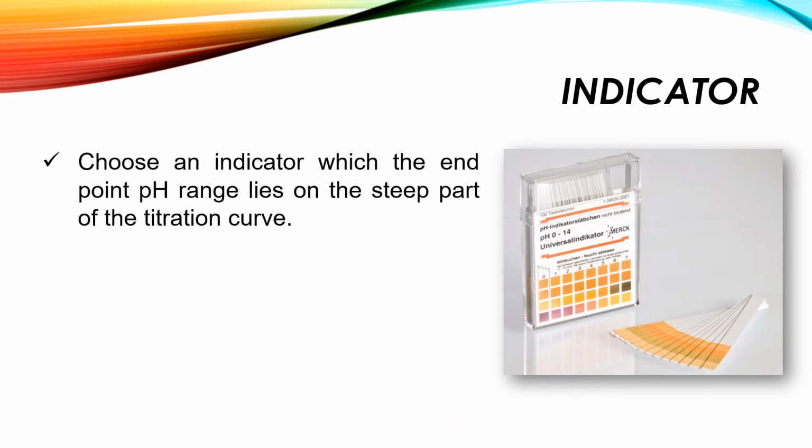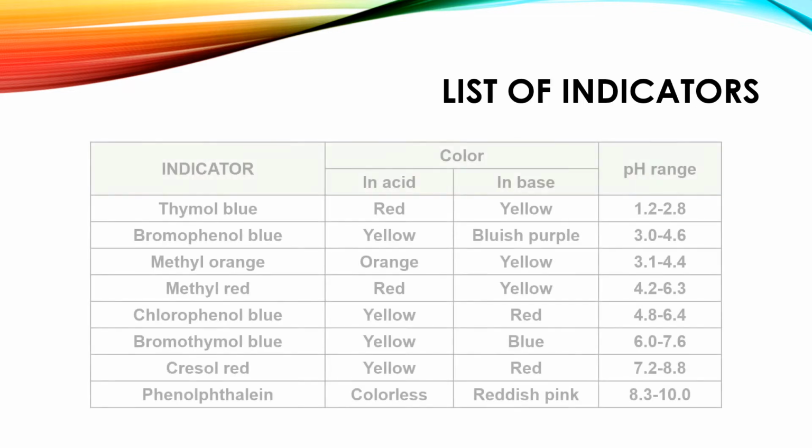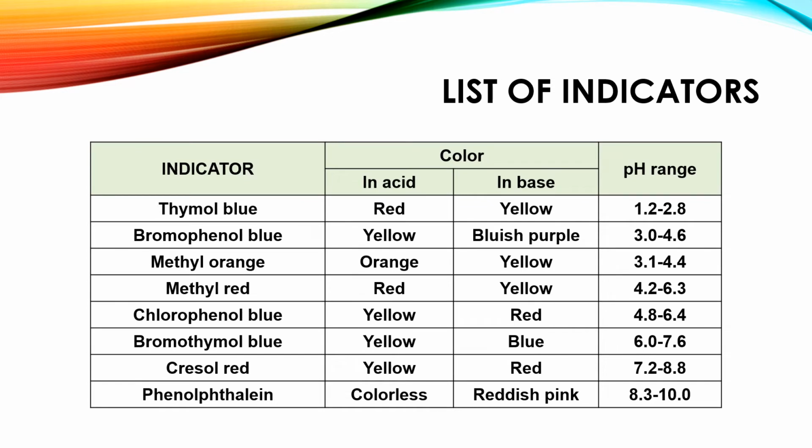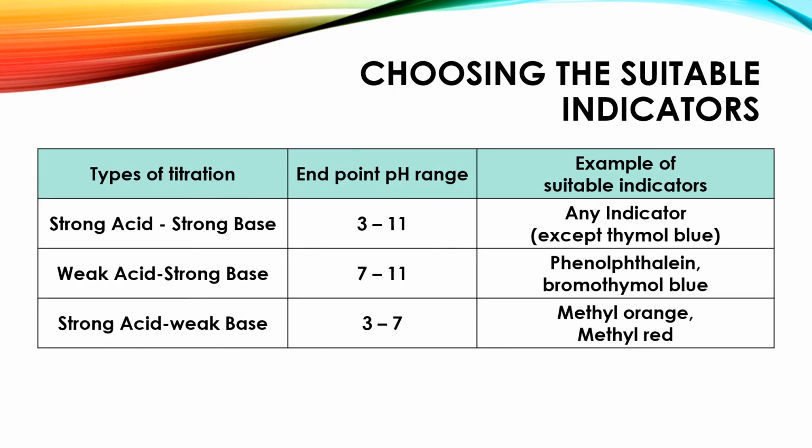We have to choose an indicator whose endpoint pH range lies on the steep part of the titration curve. This choice ensures that the pH at the equivalence point will fall within the range over which the indicator changes color. Here are some common indicators that can be used during a titration. To choose the suitable indicators, we can use the endpoint pH range as a reference.